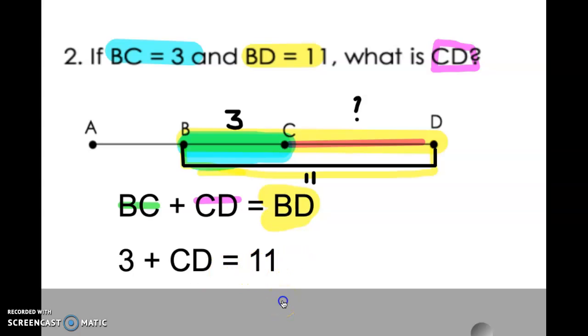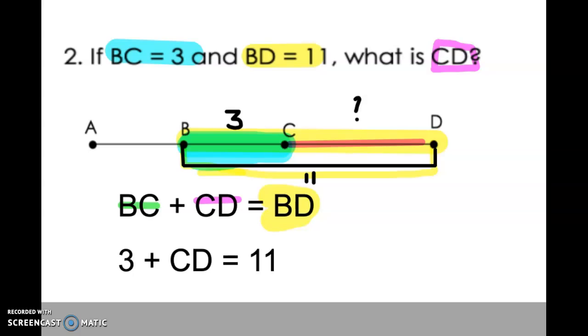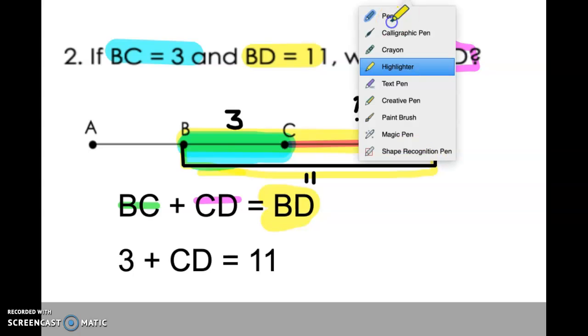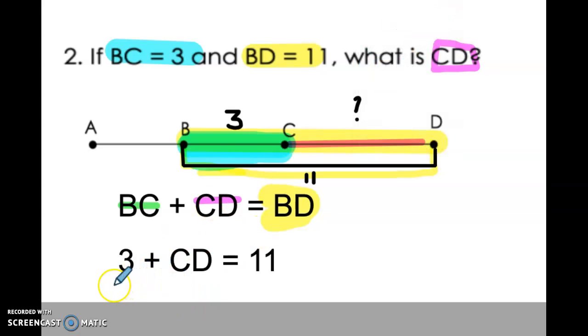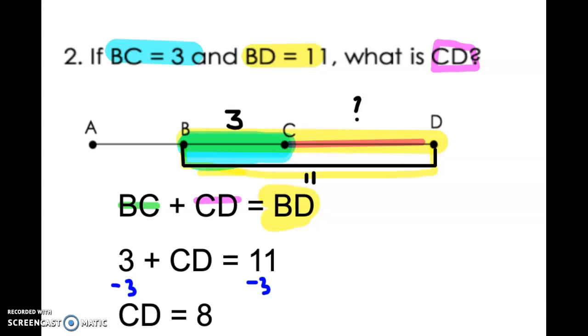Now this is like an equation that we need to solve. So how are we going to get CD by itself? We're going to subtract 3 from both sides. When we do that, we get that CD equals 8. And that is our final answer. Which makes sense because 3 plus 8 does in fact equal 11.